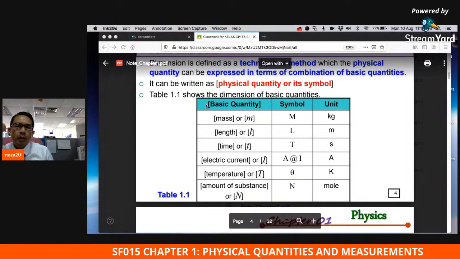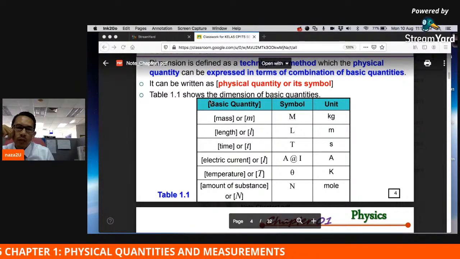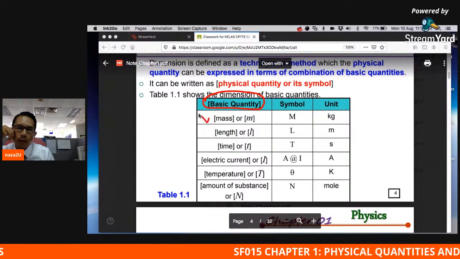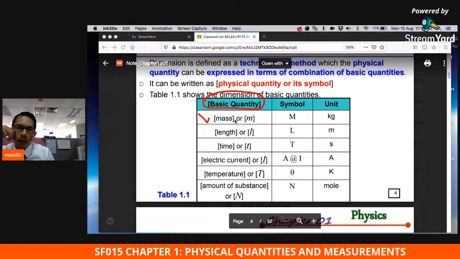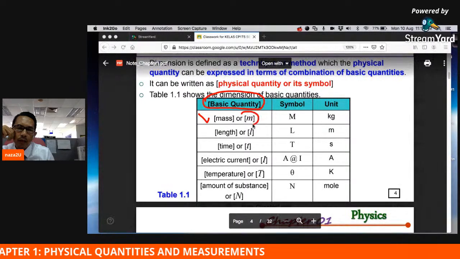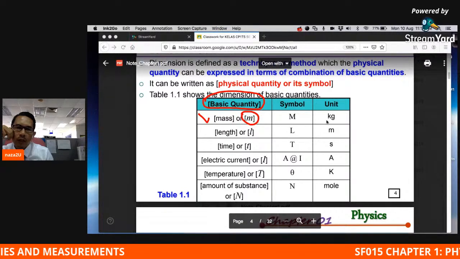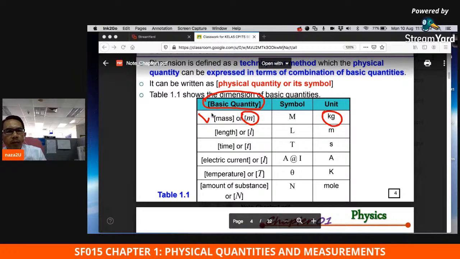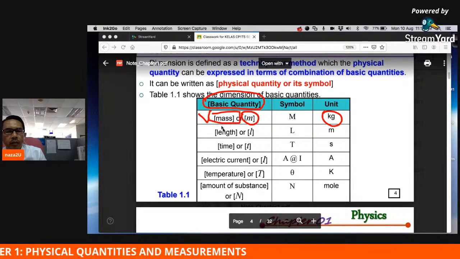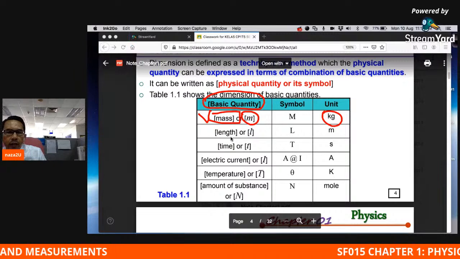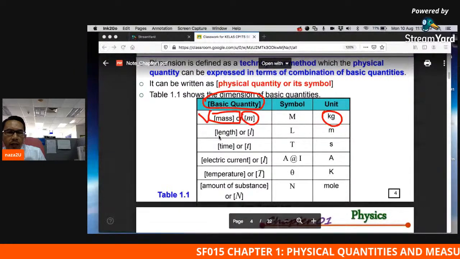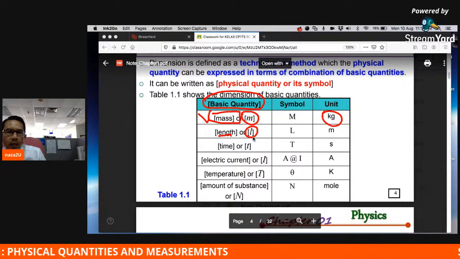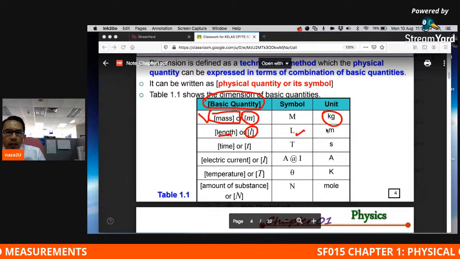So look at the basic quantity here. The basic quantity, first you have a mass. So mass, the symbol is m, small m, and the unit is kilogram, right? So first is mass, this is basic quantity. And second is length, right? This is length, symbol is L, and the unit is meter.